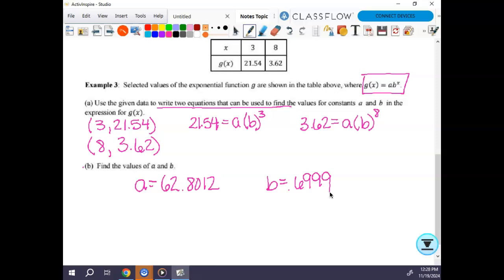What questions do you have? Anything? All right. And flip it over.